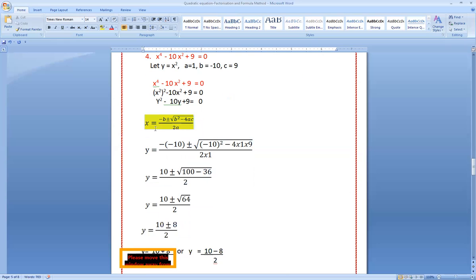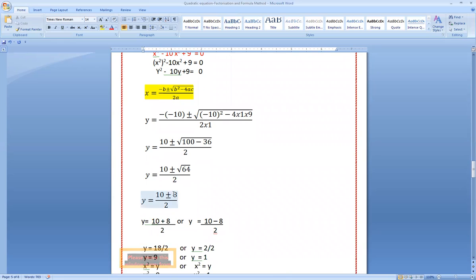Let us write the formula: x equals minus b plus or minus root b square minus 4ac divided by 2a. Here we are writing y equals minus of, because the value of b is minus 10, plus or minus root of minus 10 square minus 4 into 1 into 9, where the value of a is 1, the value of c is 9, divided by 2 into 1. Now y equals minus into minus becomes plus, 10, plus or minus root, minus 10 into minus 10 is 100, minus 4 into 9 is 36, divided by 2. So y equals 10 plus or minus root of 100 minus 36, which is 64, divided by 2. Removing the square root of 64, it becomes 8, divided by 2.